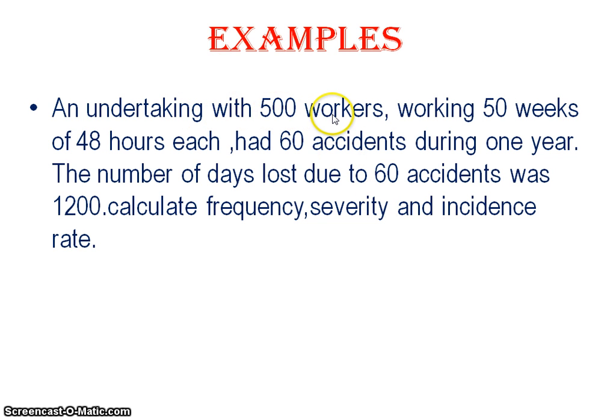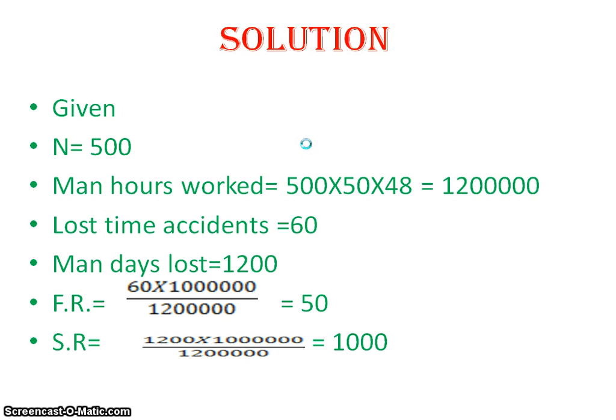An undertaking with 500 workers working 50 weeks of 48 hours each had 60 accidents during 1 year. The number of days lost due to the 60 accidents was 1200. Calculate frequency, severity and incidence rate. So the given data is 500 workers, and the man hours worked is 50 weeks and 48 hours. So man hours worked can be calculated by multiplying 500 into 50 into 48 hours. And the total reportable accidents are 60 during this year.